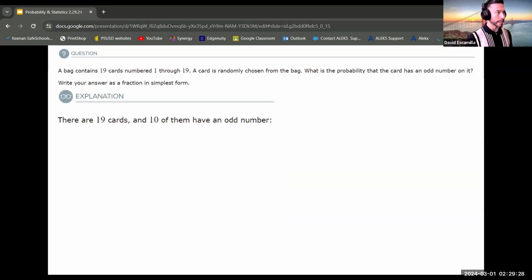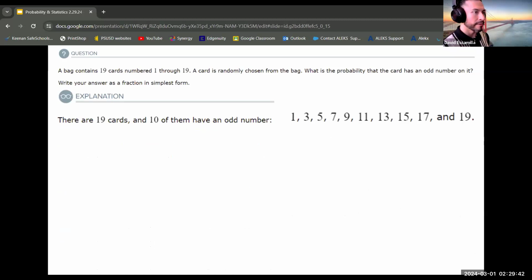Let's go over the explanation. First thing that I notice is that there are 19 cards. 10 of them have an odd number. Let's just make sure that I'm not overlooking anything. 1, 3, 5, 7, 9, 11, 13, 15, 17, and 19 are the odd numbers. So we do have 10 odd numbers and 9 even numbers in that 19 card deck.